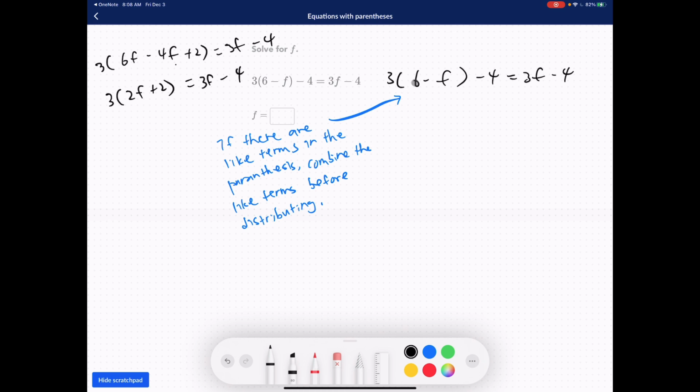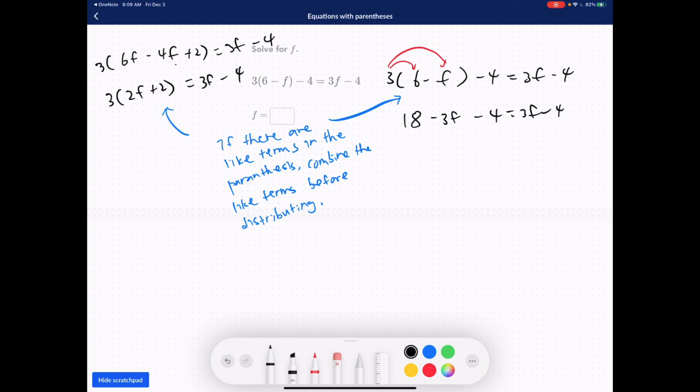Right now we don't have any like terms here. Okay, there are no like terms within the parentheses. Therefore, all we're gonna do is distribute. So when we distribute, it's gonna be 3 times 6, and then 3 times negative f. So 3 times 6 is 18, 3 times negative f is negative 3f, minus 4 is equal to 3f minus 4. Once again, if you want to change this to adding a negative first, you can do that. It doesn't really matter. So we got a like term here.